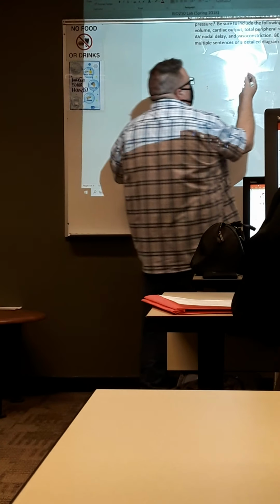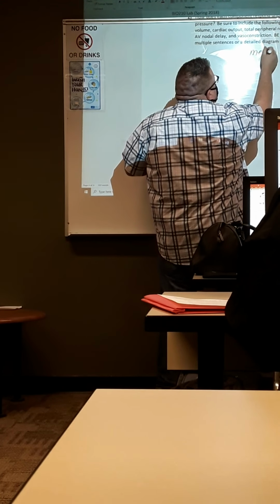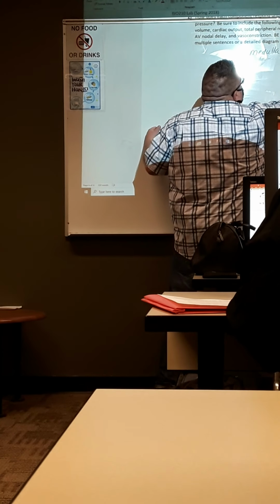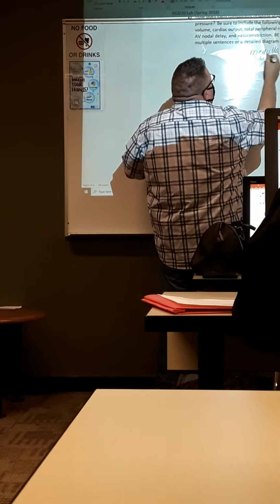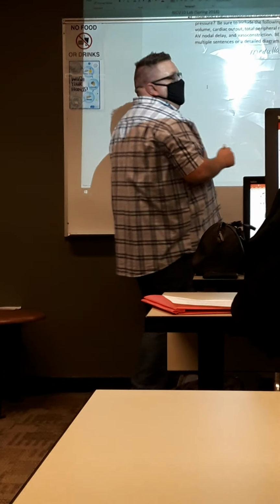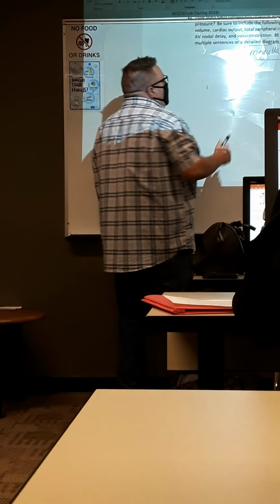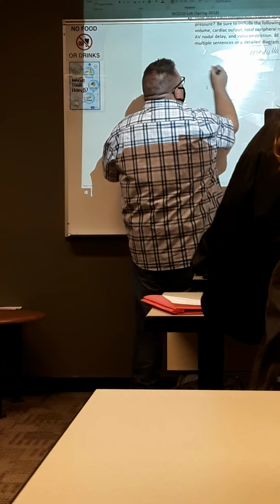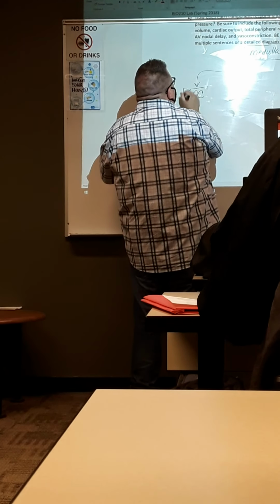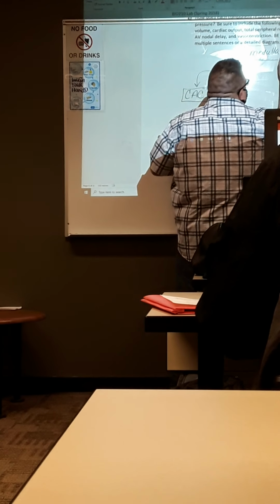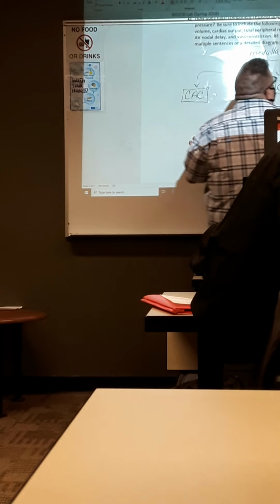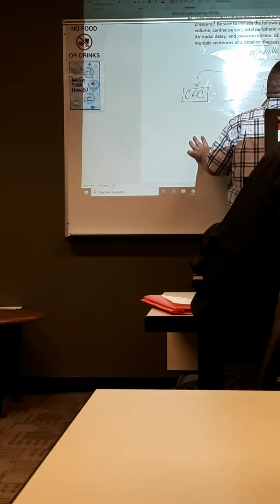We have the medulla oblongata. Now that medulla oblongata has the cardiac control center, and you're going to have those three centers. You're going to have the CAC, which is the acceleratory center, the CIC, which is the inhibitory center, and then the vasomotor center.